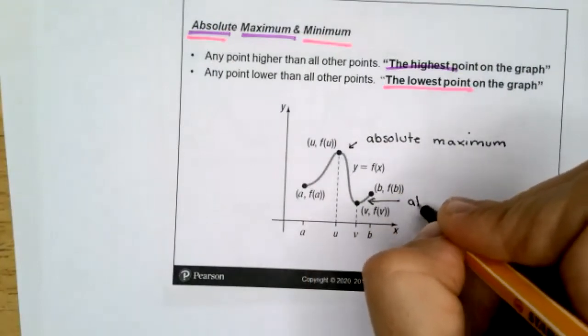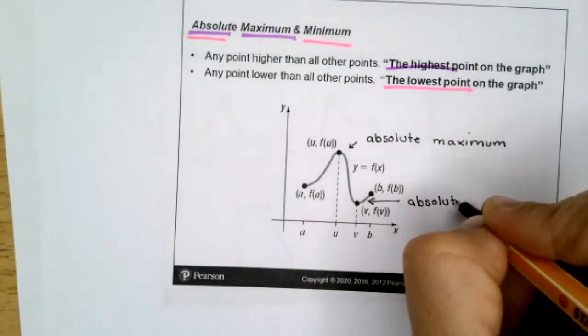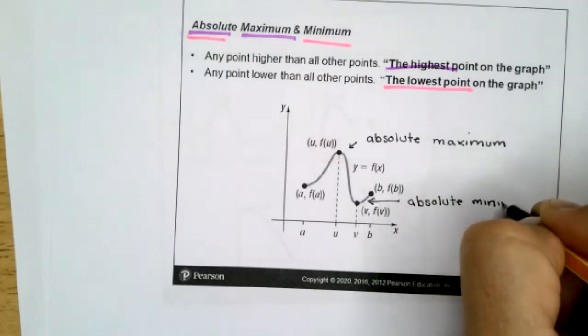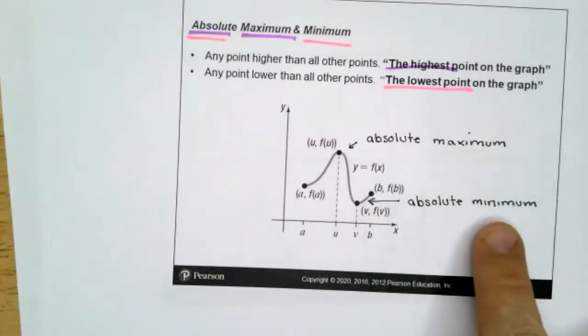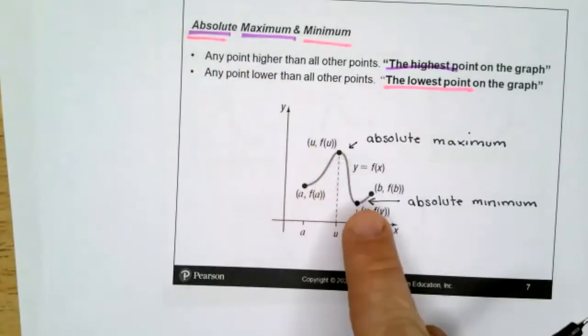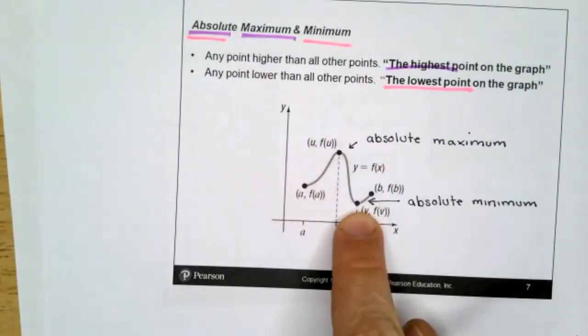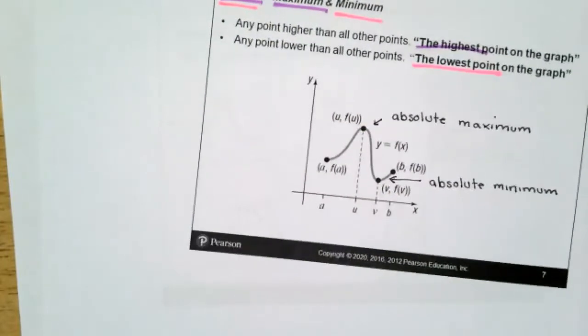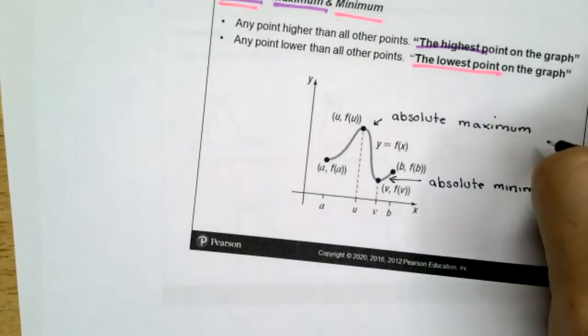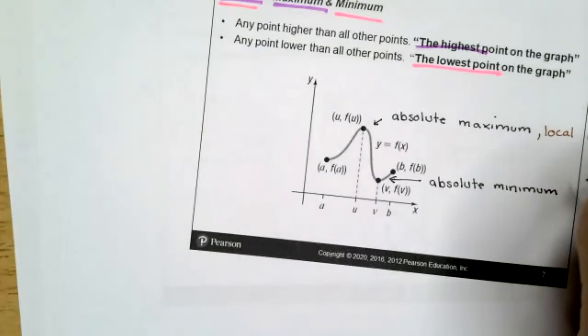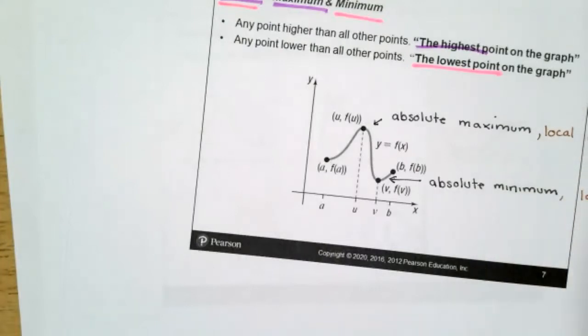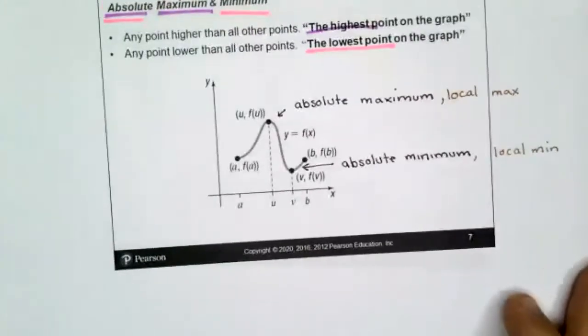Here's my absolute minimum. Higher than all the other points, lower than all the other points. Lowest point on the graph. Good. These are also your local minimum and your local maximum. You can just have more than one local maximum and local minimum on your graph.